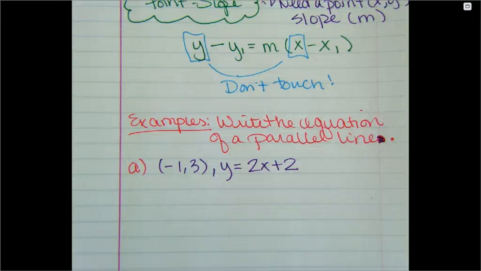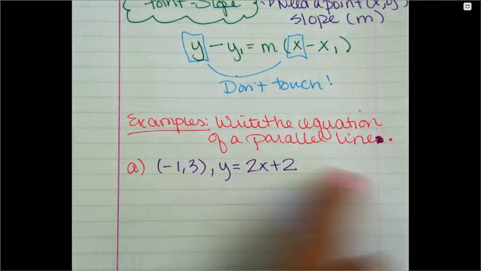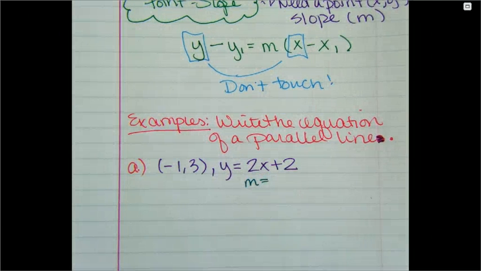Up at the top, I said your parallel lines have what? No, read it. What did I write? The second arrow. They have the same slope. So if I have a line with this equation, y equals 2x plus 2, what's the slope here? What's your slope?